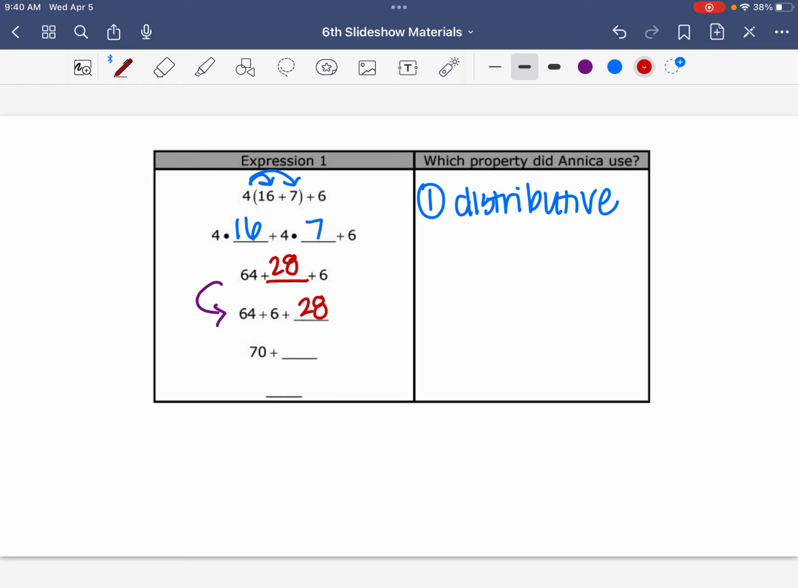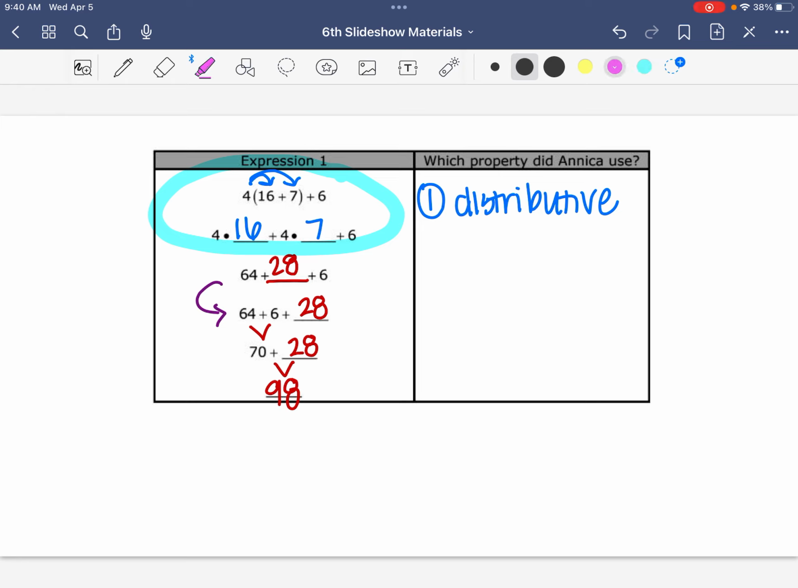So then from here to the last row, I see that they composed 64 and 6 to make 70. So we still add on our 28. And then 70 and 28 will combine to make 98. So some really big properties that we use throughout this is we use the distributive property when we distributed the 4 to the 16 and to the 7.